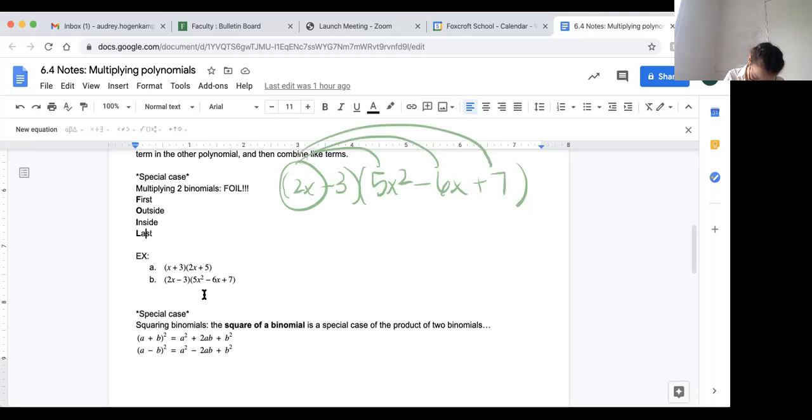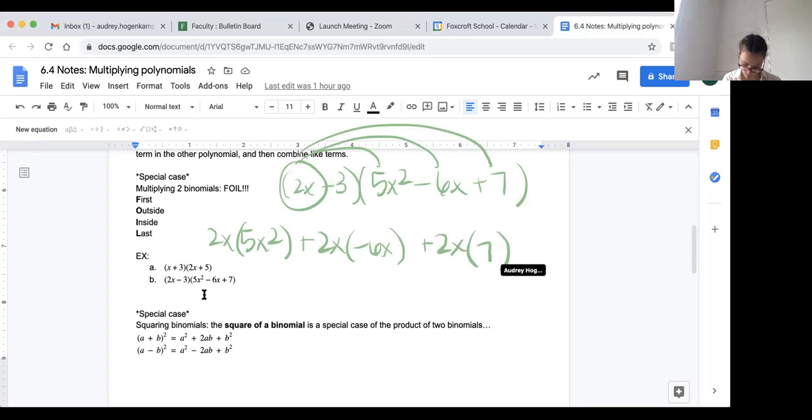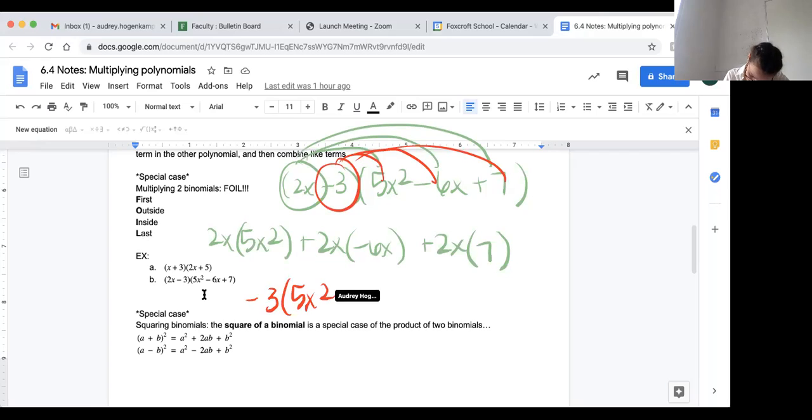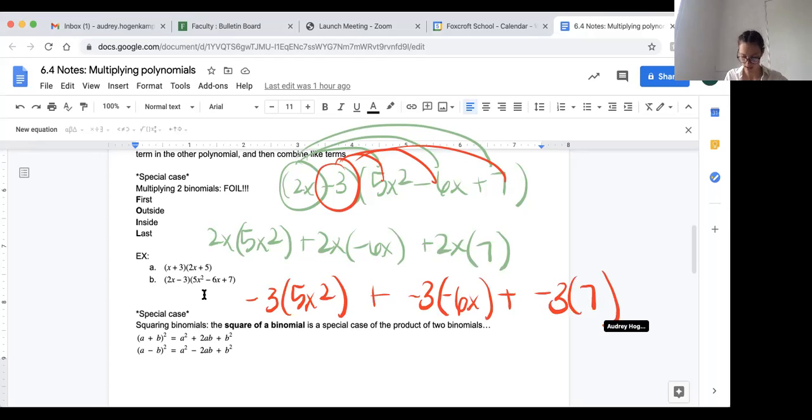So we're going to have 2x times 5x squared plus 2x times -6x plus 2x times 7, okay? And now we want to take our -3 and multiply our -3 by everything in the second polynomial. So now we're going to have -3 times 5x squared plus -3 times -6x plus -3 times 7. Okay? And now we can do all of that multiplication out.